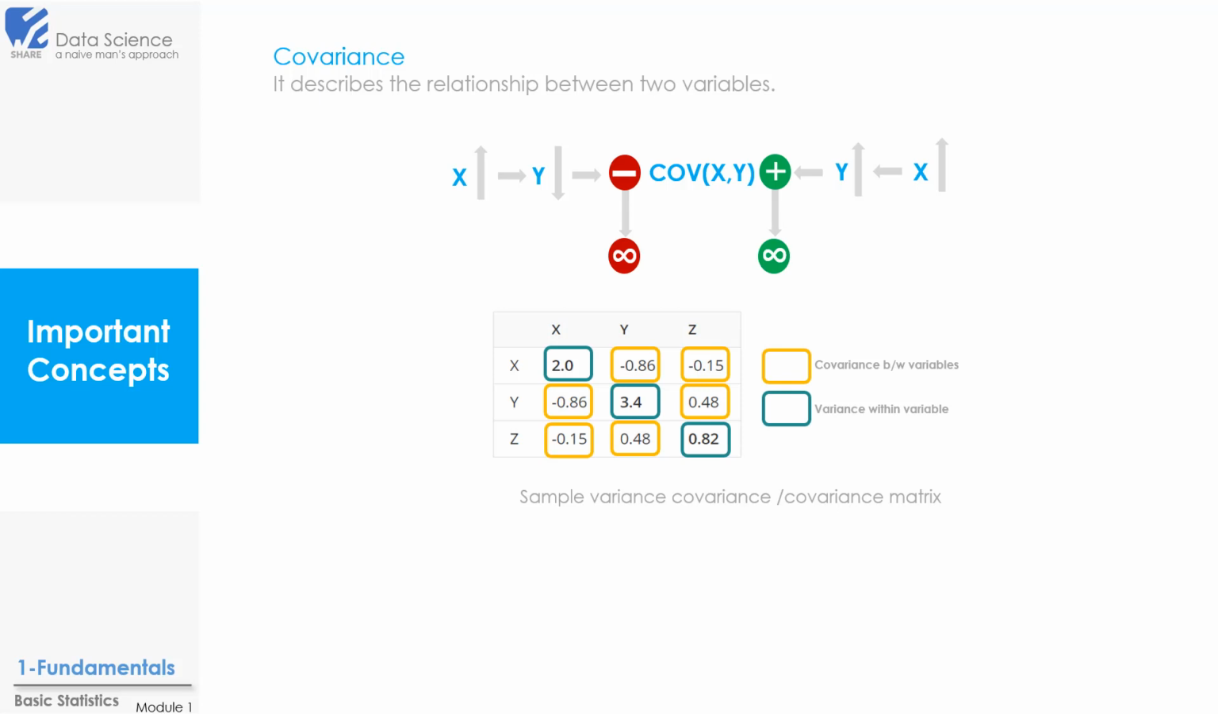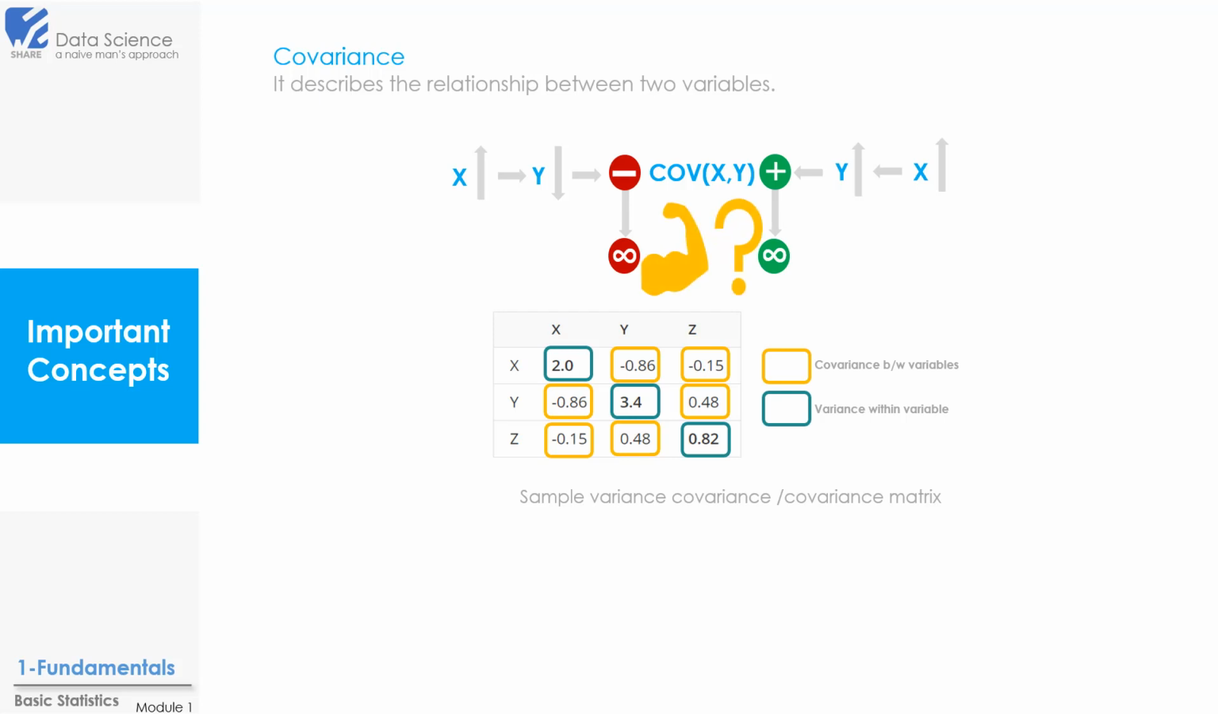After that, we have something called covariance matrix. Covariance matrix gives us the information about covariance between the variables, which is shown by orange rectangular boxes. These are the values for covariance between the variables. And the values shown by the green boxes is the covariance within the variable. So this entire matrix is called the covariance matrix.